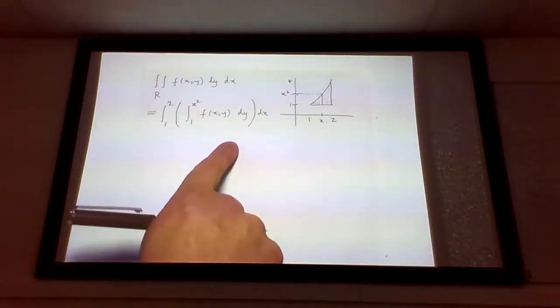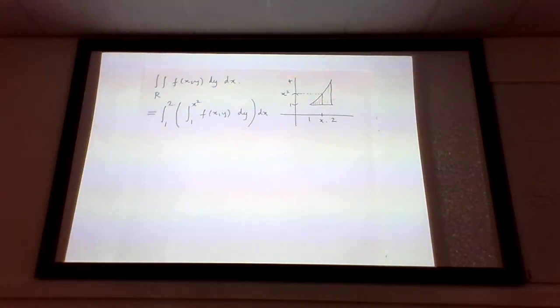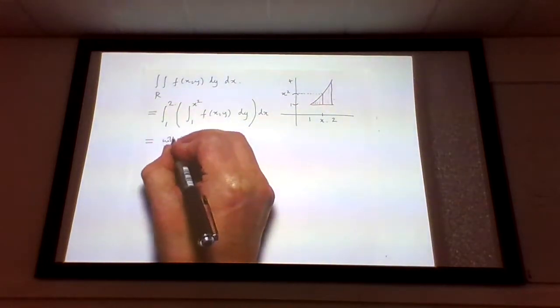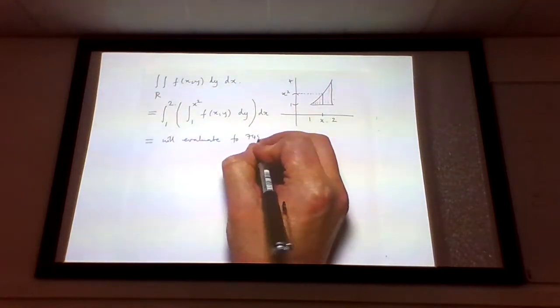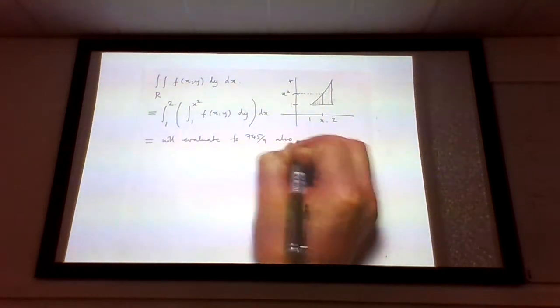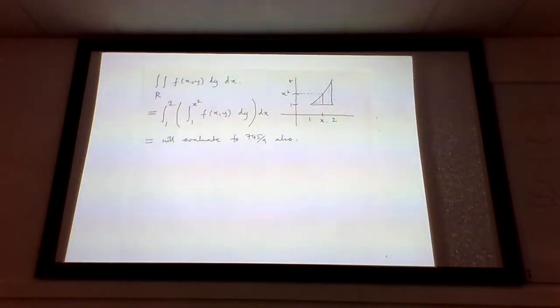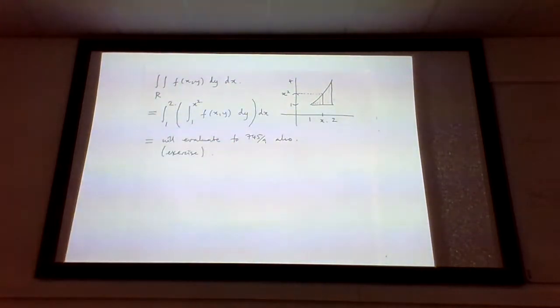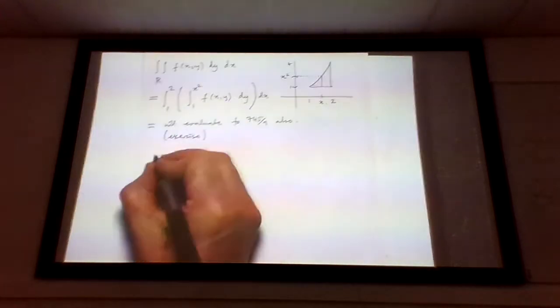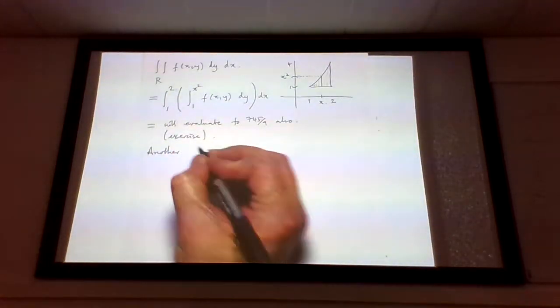So this integral will evaluate to exactly the same thing. So this will evaluate to 745/9 also. So you can carry that out to confirm that for yourselves. So let's have a look at another example.